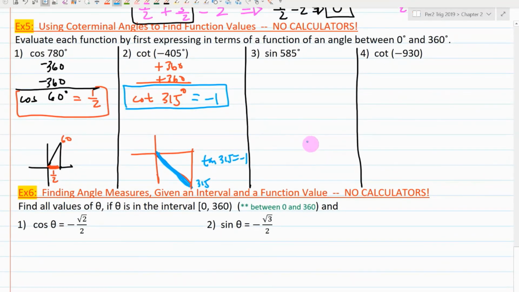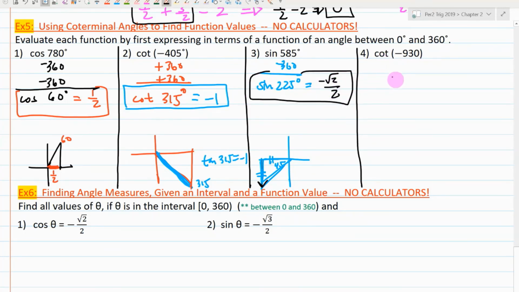For number 3, I'm going to go ahead and subtract 360 from that. So I will get sine of 225 degrees. 225 degrees is here. That's a 45-degree reference angle. The x's and the y's are exactly the same. They're both radical 2 over 2. Sine is the y value. And it's pointing downwards, so it's negative radical 2 over 2.